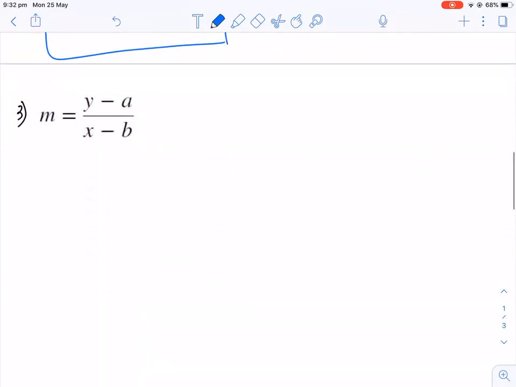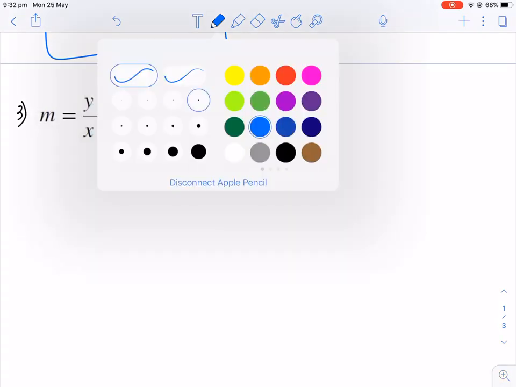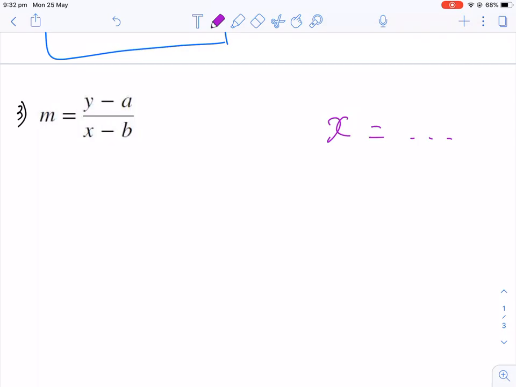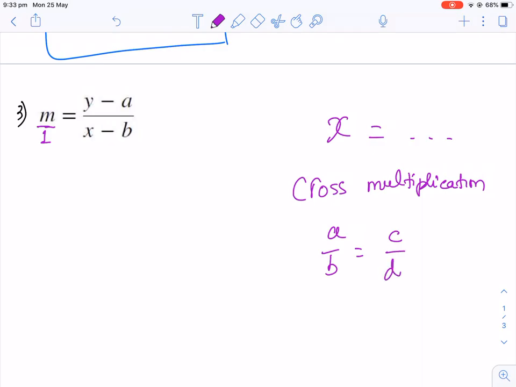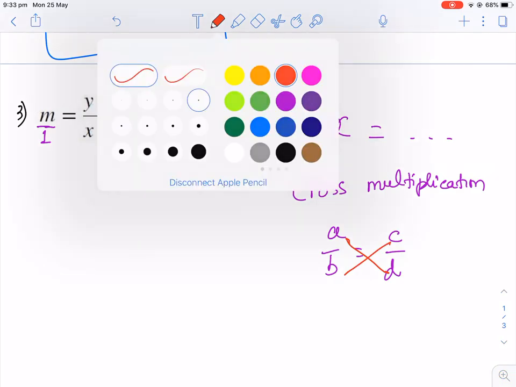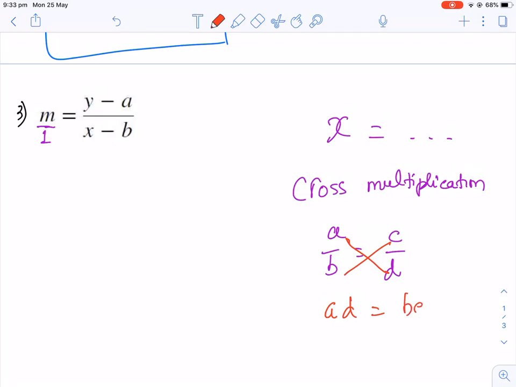Move on to example 3. In example 3, you still have to make x equal something. And I know that m is m over 1. So I'm going to use the cross multiplication method. A over B equals C over D. With cross multiplication, it means A times D equals B times C. I'm going to use that with this equation. So 1 times the whole thing here equals m times the whole thing here.